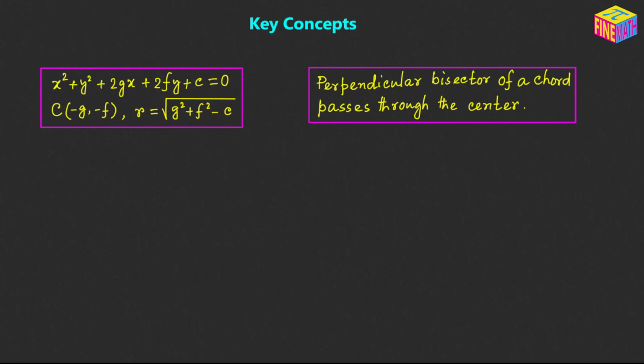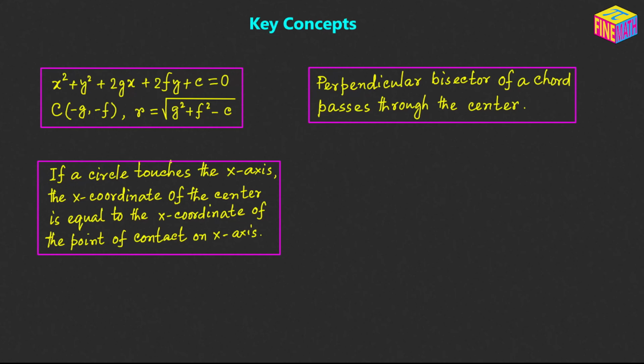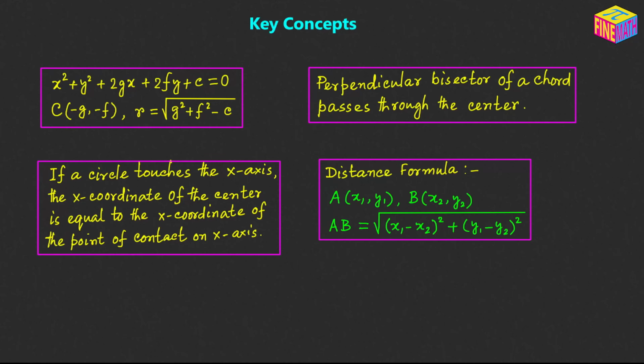The second concept that we are going to use is that the perpendicular bisector of a chord passes through the center. The third concept is, if a circle touches the x-axis, the x-coordinate of the center is equal to the x-coordinate of the point of contact on the x-axis. And the fourth concept is the distance formula. It says that if there are 2 points whose coordinates are given, then we can easily find out the distance between the 2 points using this formula.